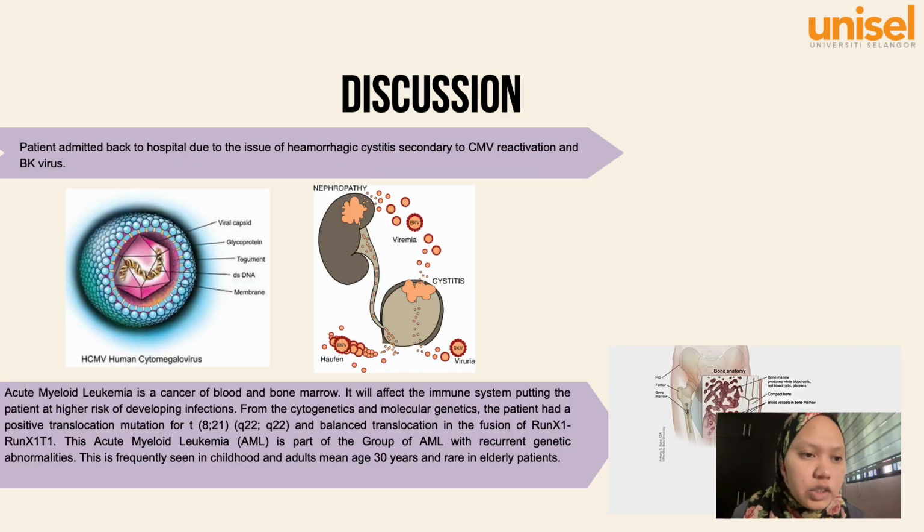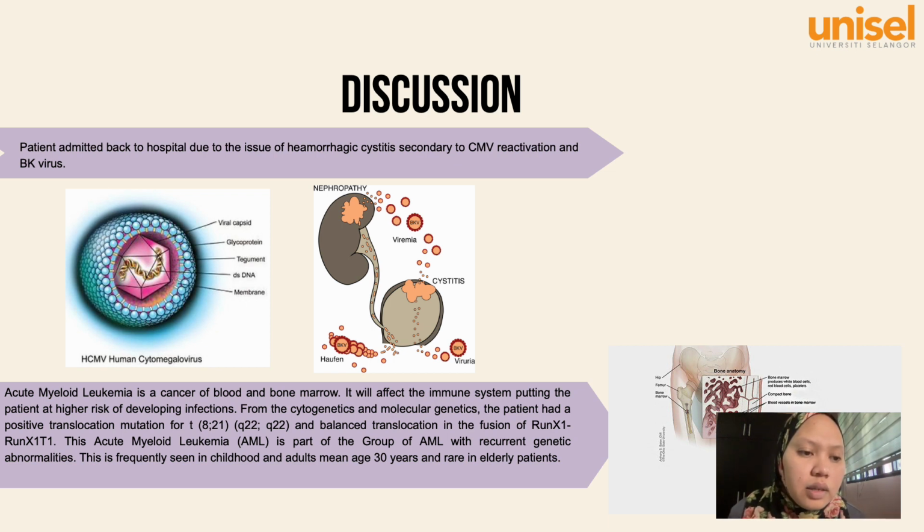Okay, move to the discussion. A patient admitted back to hospital due to hemorrhagic cystitis secondary to CMV reactivation and BK virus. So basically, the patient was admitted back because of secondary infections, a recurrence of cytomegalovirus and BK virus infections also. So this is basically the morphology of the cytomegalovirus, and there is hemorrhagic cystitis occurrence in the patient.